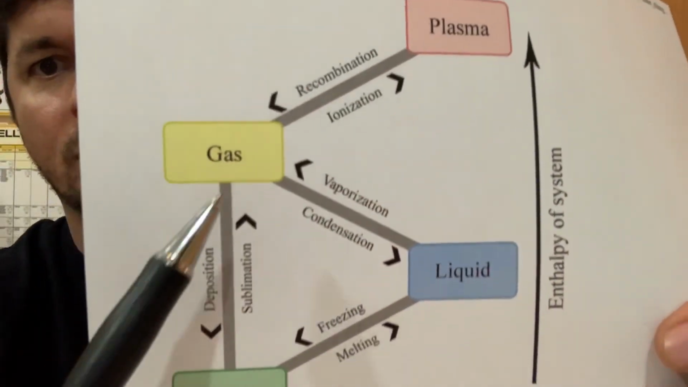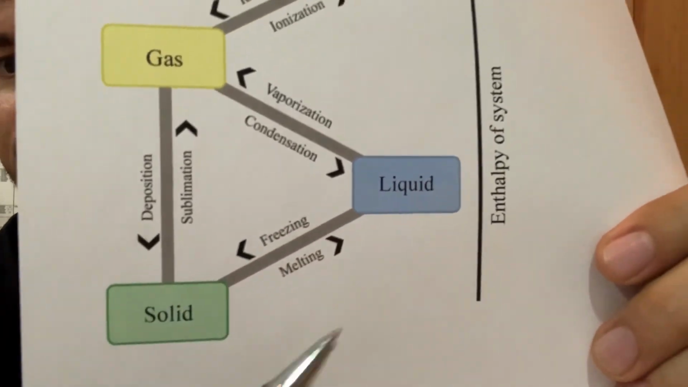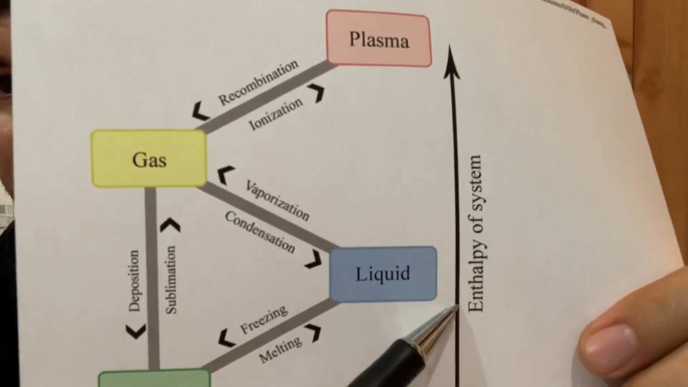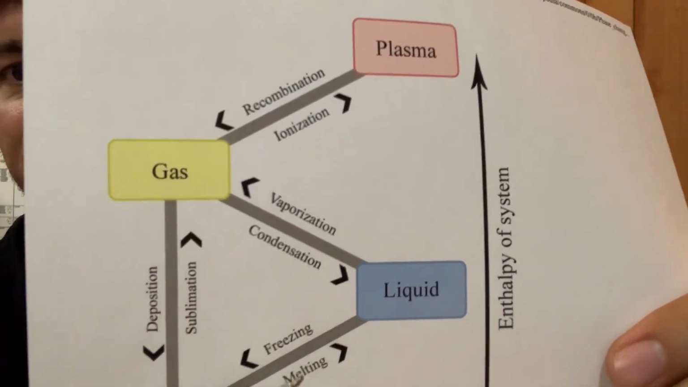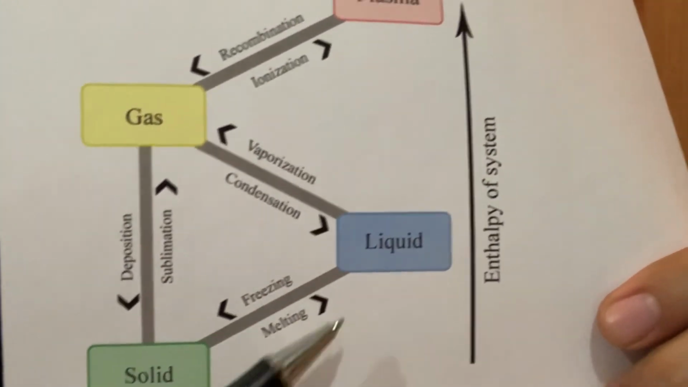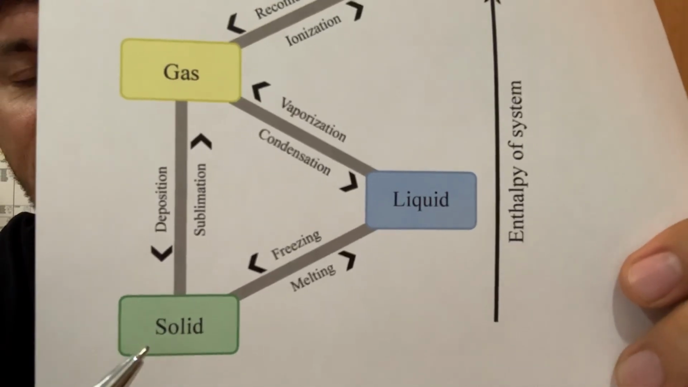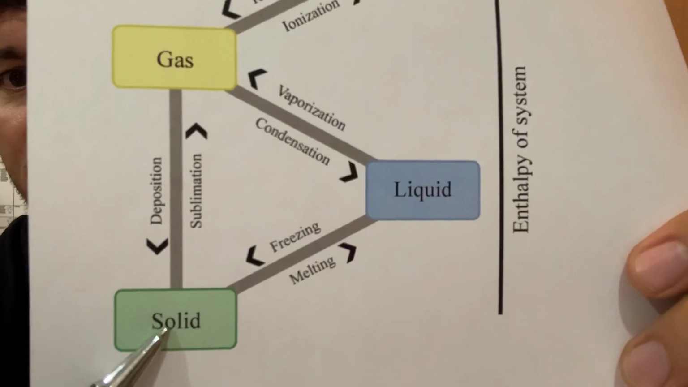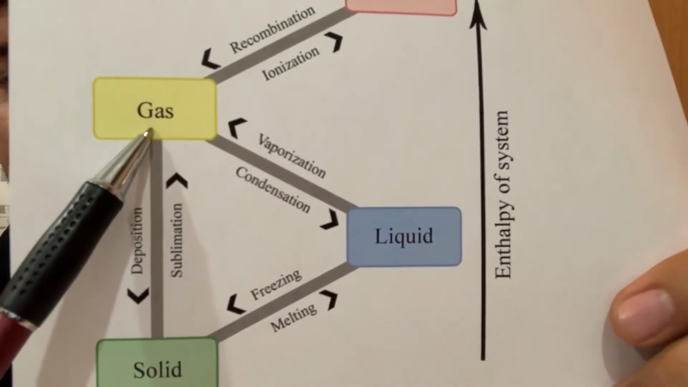Plasmas, gases, liquids, and solids. And as you go up, the enthalpy means heat. You add more heat, you get things hotter. There's more molecular motion. The stuff changes and it does weird things. So solid, let's use ice as an example for the first three. So you have ice, you have water, and then you have water vapor.